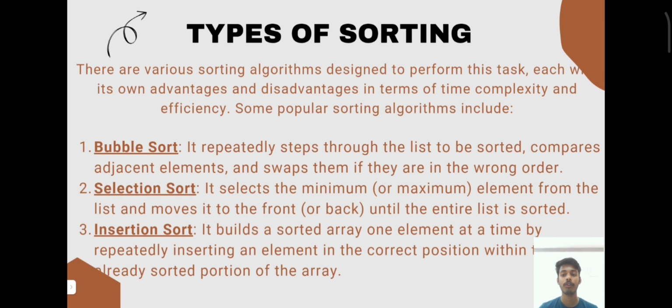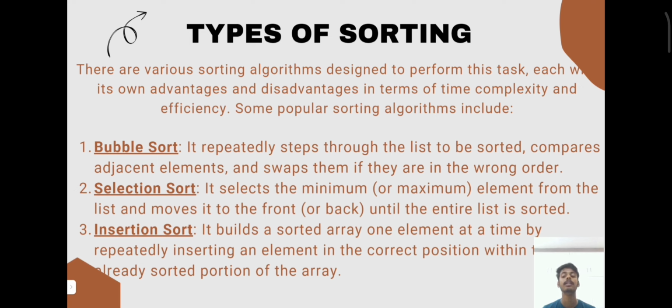Moving further, types of sorting. There are various sorting algorithms designed to perform this task, each with its own advantages and disadvantages in terms of time complexity and efficiency. Some popular sorting algorithms include bubble sort. Basically, bubble sort repeatedly steps through the list to be sorted, compares adjacent elements, and swaps them if they are in the wrong order. Second is selection sort. It selects the minimum or maximum element from the list and moves it to the front or back until the entire list is sorted.